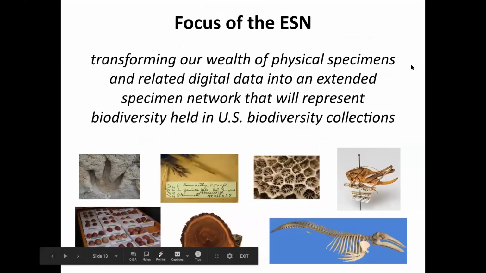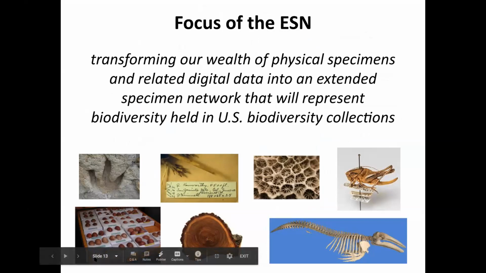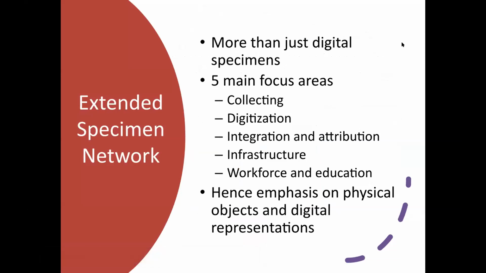So the focus of the Extended Specimen Network is obviously transforming our wealth of physical specimens and related digital data into an extended specimen network that will represent biodiversity held in not only the US biodiversity collections, but worldwide biodiversity collections as well. So as I mentioned previously, the Extended Specimen Network concept is more than just the digital specimens. The concept includes 5 main focus areas that we have started looking at.